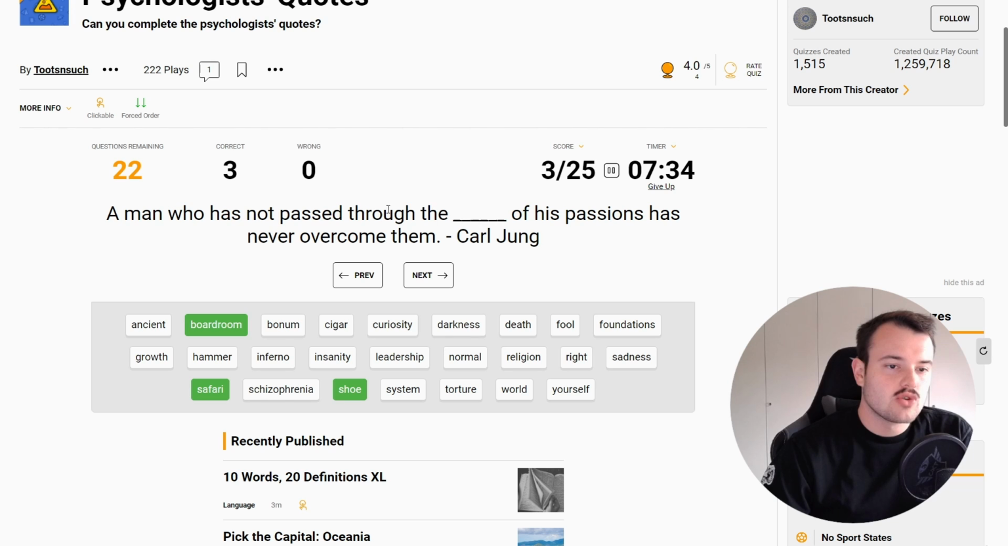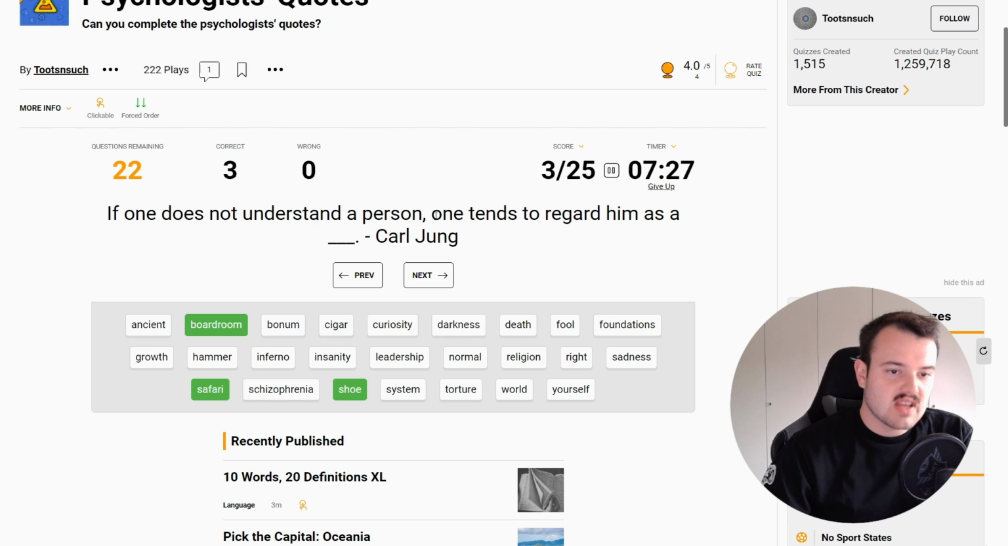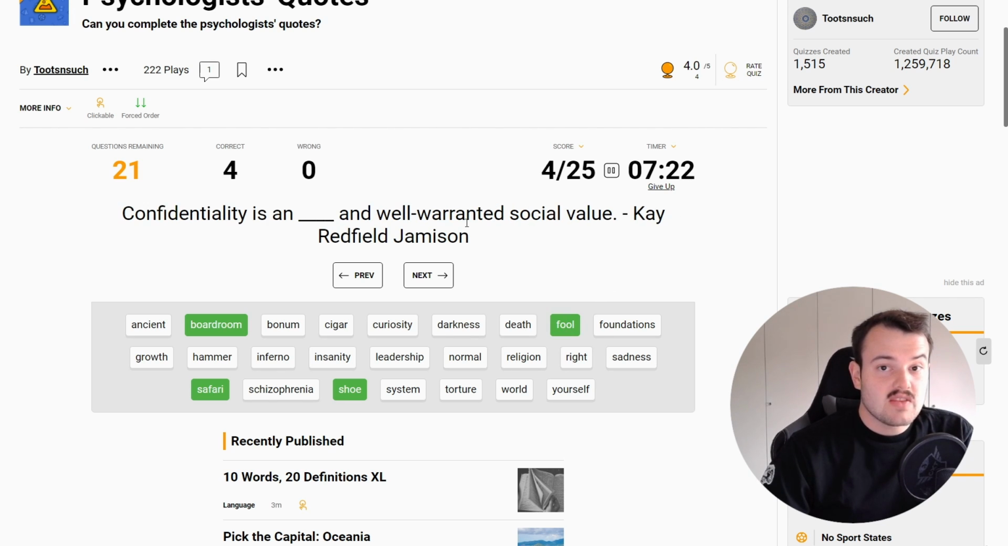A man who has not passed through the inferno of his passions has never overcome them. Might be Inferno, no idea though. If one does not understand the person, one tends to regard him as a fool. The person that made this quiz was definitely a fan of Jung, I can tell you that much. Is this Jordan Peterson? Confidentiality is an ancient and well-warranted social value.